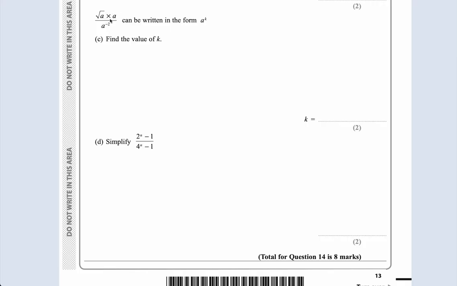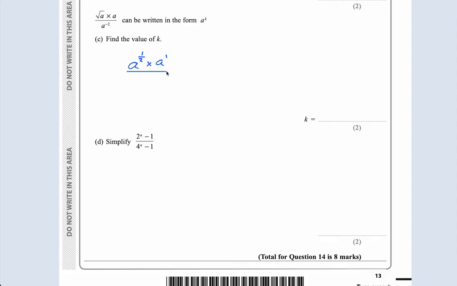Okay, so more kind of rules of indices. We need to simplify this and just write it as a to the power of something. So he's basically asking, simplify this, and then what's the power? So root a times a. Root a is a to the power of a half. That you need to know. You need to know how to turn a root into a power. So a to the power of a half times a. You can think of that as a to the power of 1. That might help in a second.